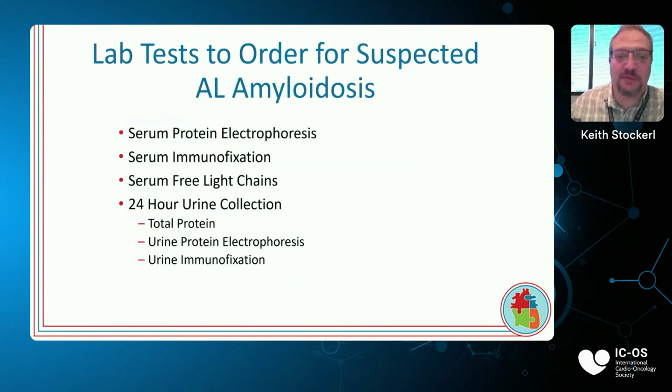So in terms of looking at a patient who you suspect has amyloid of some type, these are the tests that we recommend doing: the SPEP, the immunofixation, the serum free light chains, and then a 24-hour urine collection for protein electrophoresis and immunofixation. And we can talk more about the intricacies of urine collection at the end if there are more questions.